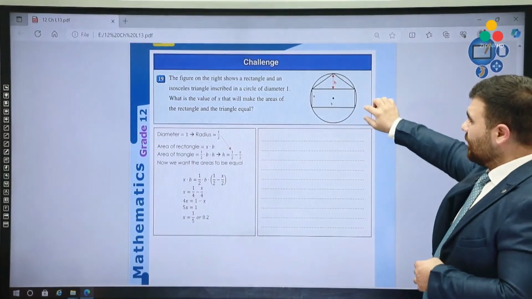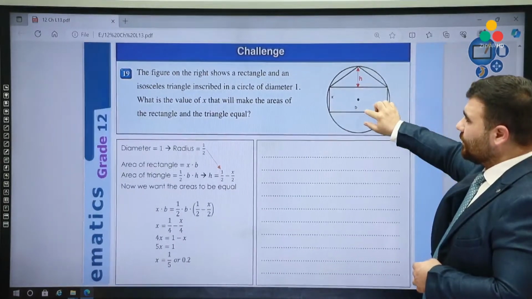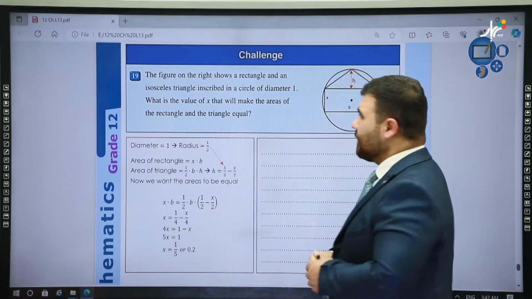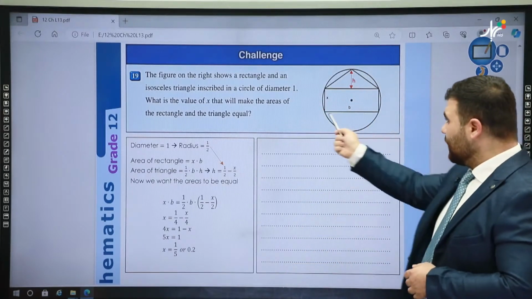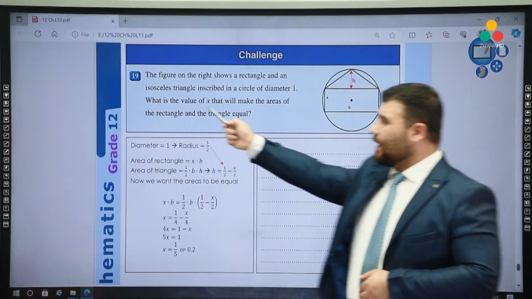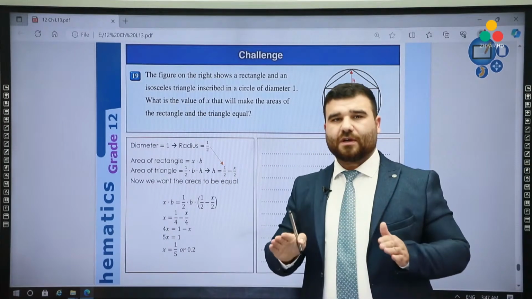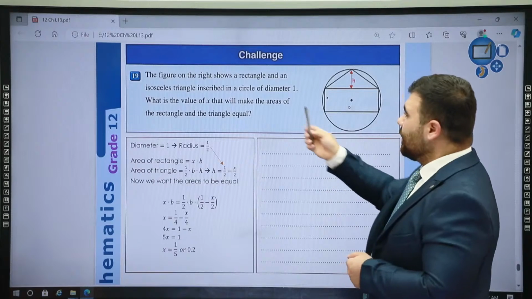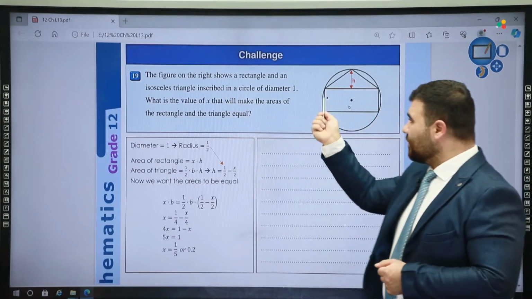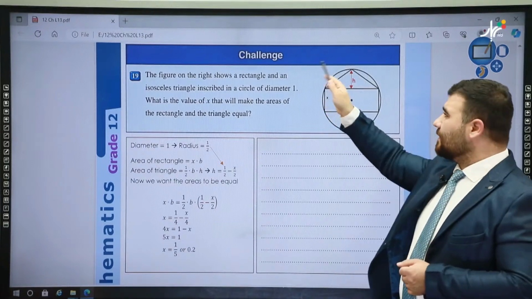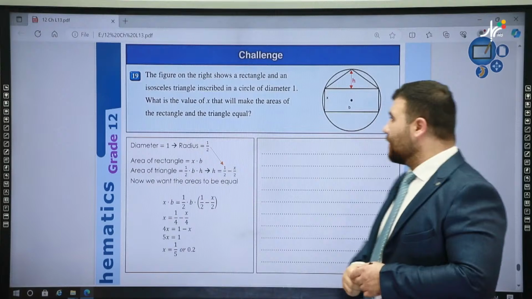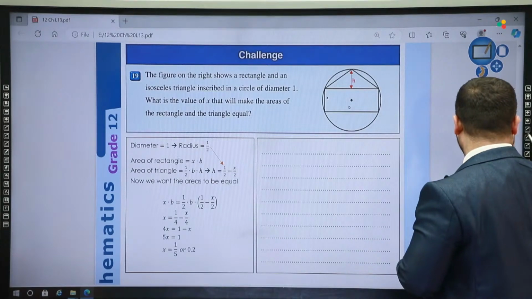Question 19 is a good question. Let's look at it. The figure on the right shows a rectangle and an isosceles triangle. Here we see a rectangle and we see an isosceles triangle. Isosceles triangle means two sides are equal in length. Then inscribed in a circle. Inscribed means it's completely inside a circle. It doesn't have any corner outside the circle. Circle of diameter 1. The diameter of the circle is 1.